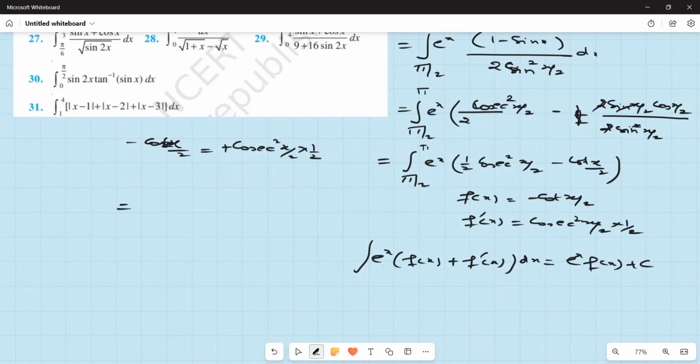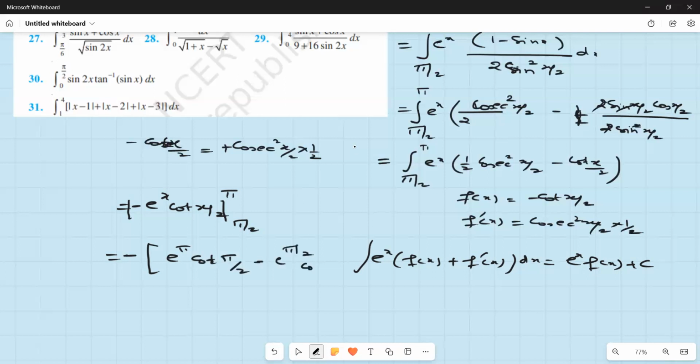So the answer will be e^x with minus sign cot x by 2, limit pi by 2 to pi. If I put the upper limit minus the lower limit, e^pi cot pi by 2 minus e^(pi by 2) cot pi by 4. So this will be 0 as cot pi by 2 is 0, because tan is infinity, so cot will be 0. So the answer is coming e^(pi by 2) into what? As cot pi by 4 is 1. Clear? Next question.